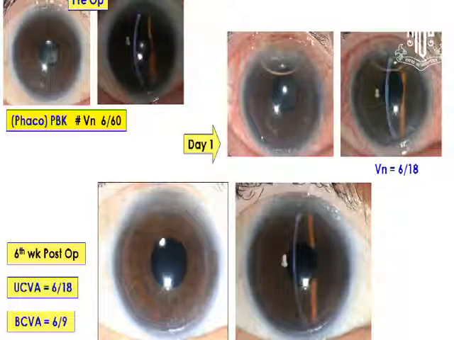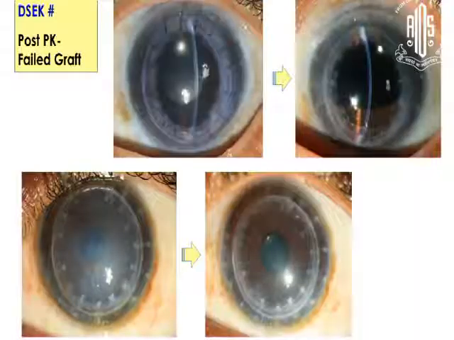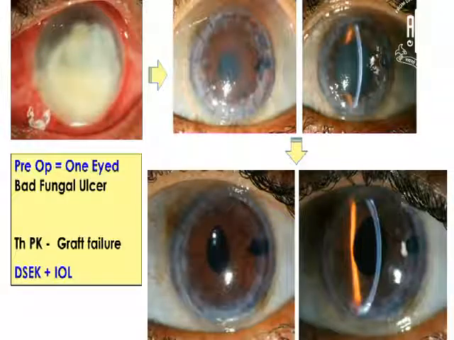Like this case is a beautiful phaco done by some of our colleagues, and you see that even at 6 weeks post-op, the patient has regained 6/9 vision. These are some of the cases where post-PK failed graft. So there are a lot of indications, and recently this is a group of people we are doing nowadays. Like this case is a one-eyed fungal corneal ulcer.